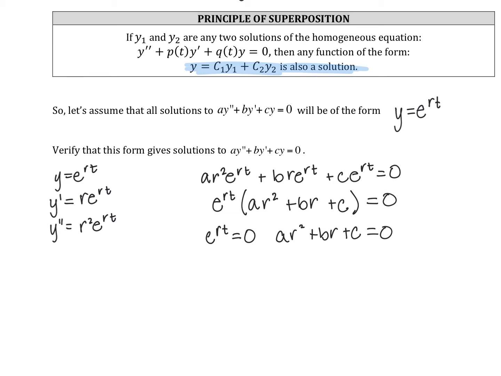Can e to the RT ever equal 0? No. There's no way that it'll ever equal 0. Therefore, in order to solve this, the expression must be solved if e to the RT is going to be a solution.